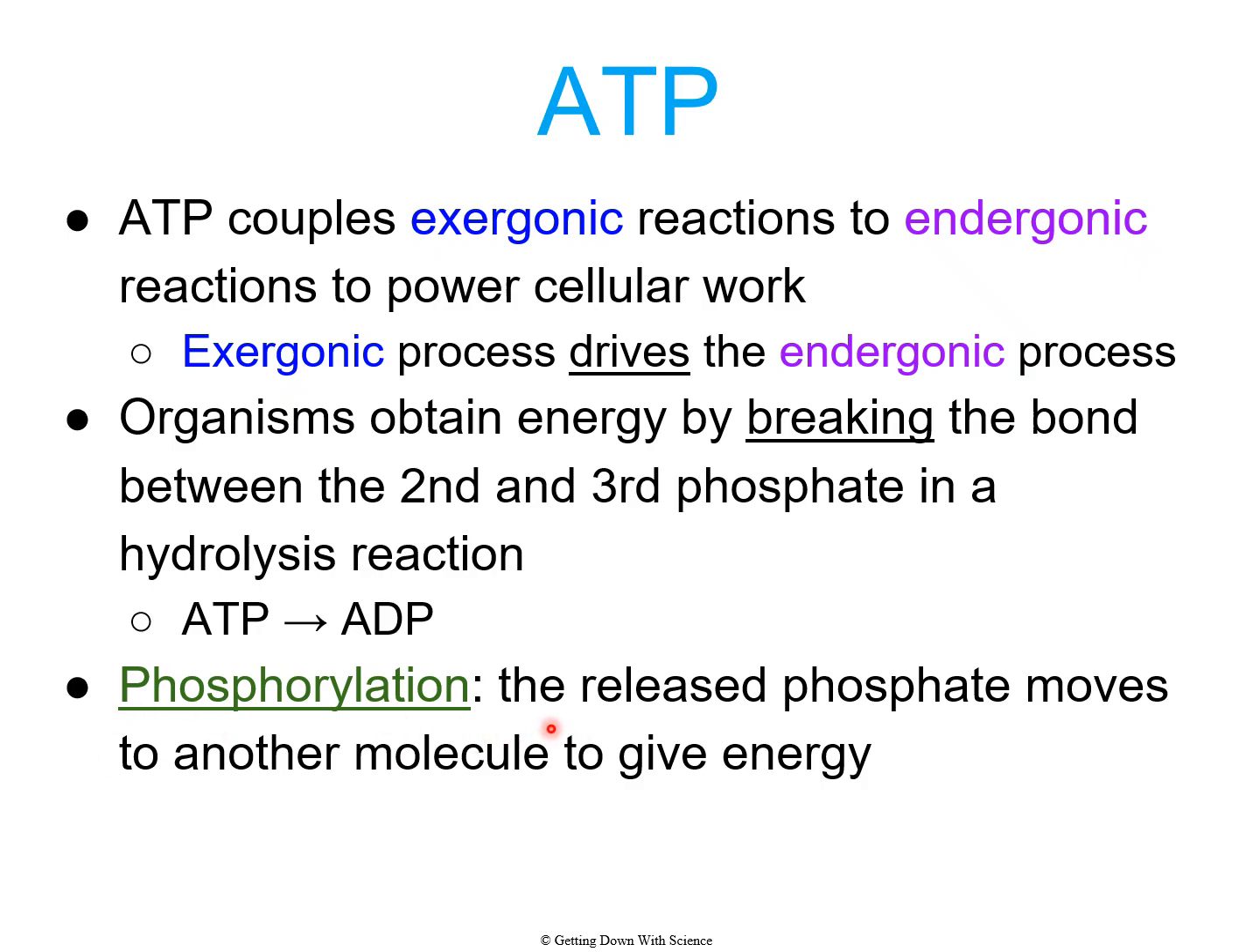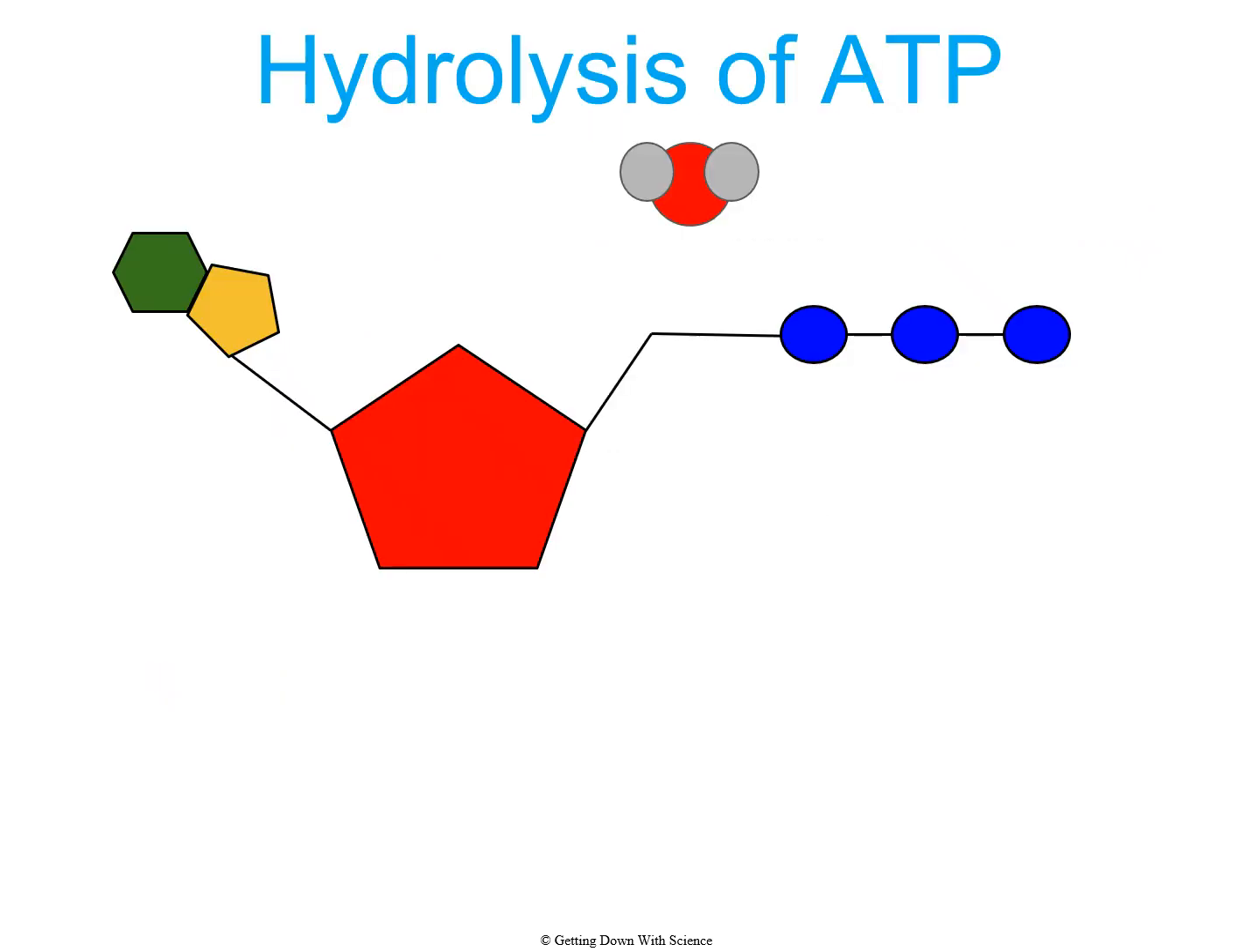Phosphorylation: the released phosphate moves to another molecule in order to give energy. When we talk about phosphorylation, we're talking about the process by which phosphates are added to another molecule. Once phosphates are removed, energy is released, because the potential energy in those bonds is now made available, and we have phosphate being added to another molecule, and that's phosphorylation. We're going to talk about phosphorylation again in unit 4, when we talk about cell communication.